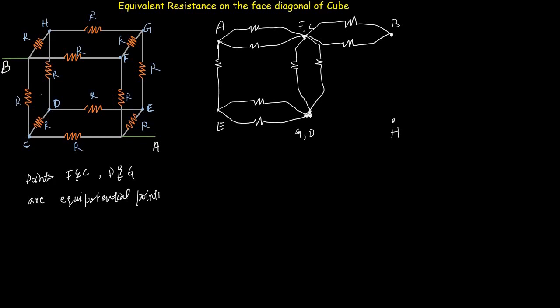Now between point G and H and between point D and H, we have 2 resistors connected. Finally, between point B and H, we have this resistor R. So this is the simplified version of this complex problem. We are asked to find the equivalent resistance between point A and point B, and each of these resistors has a resistance of R.